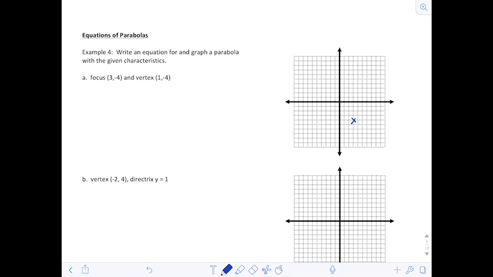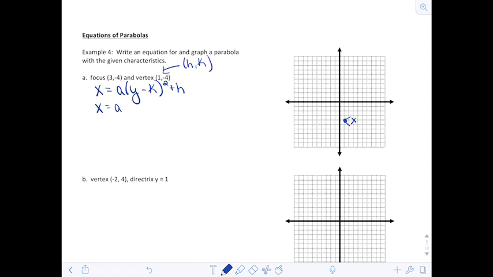And my vertex is at 1, -4. So I go over 1 and down 4. So this means I have a parabola on its side that's going to open to the right. So my template should be an x equals equation: x equals a times y minus k all squared plus h. Now remember, my vertex is still h, k, so I can plug in the h and the k values.